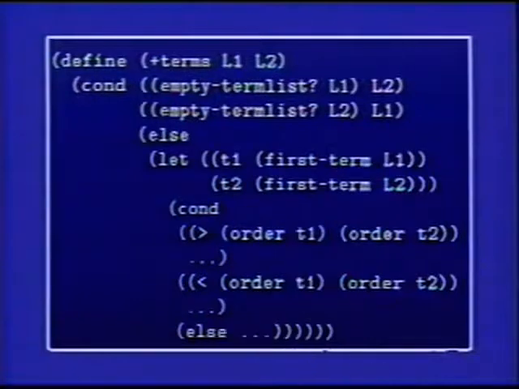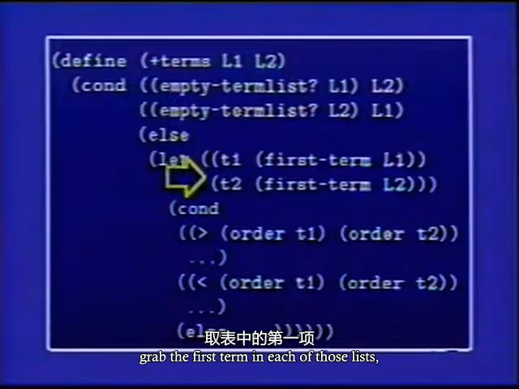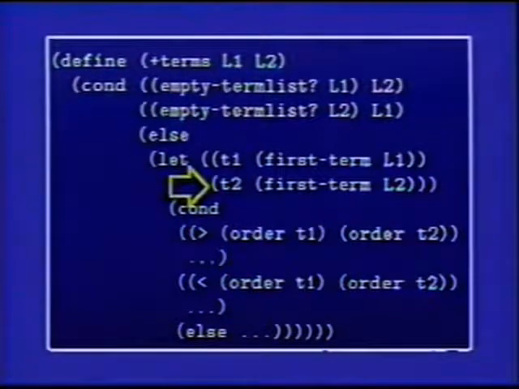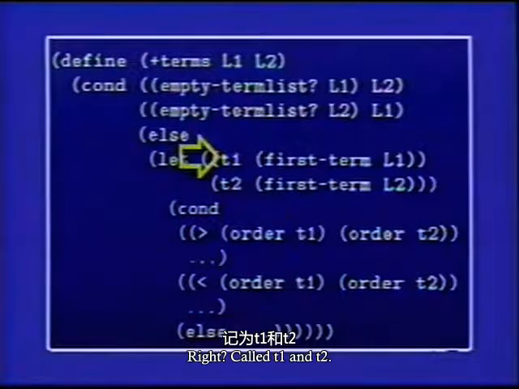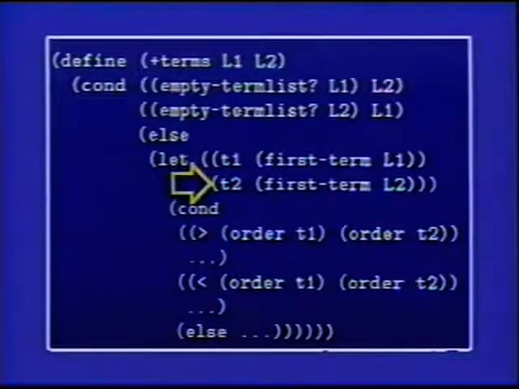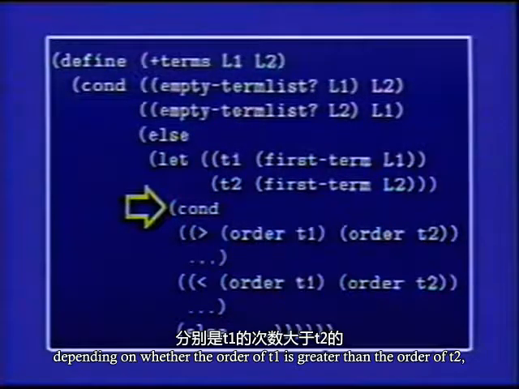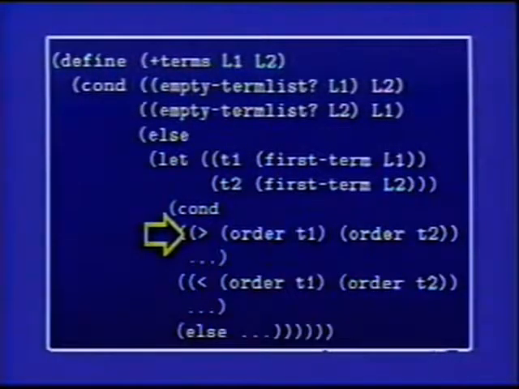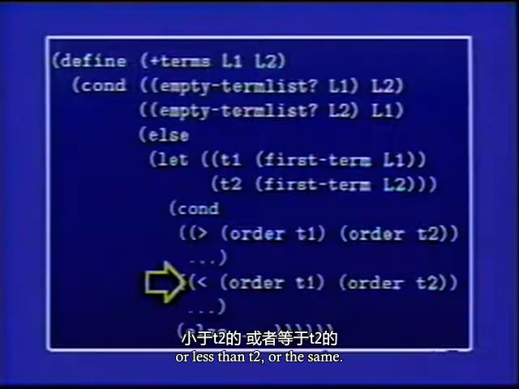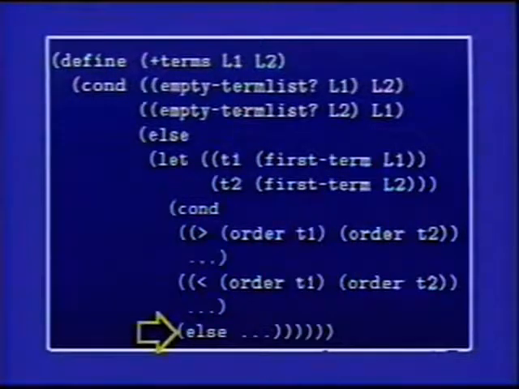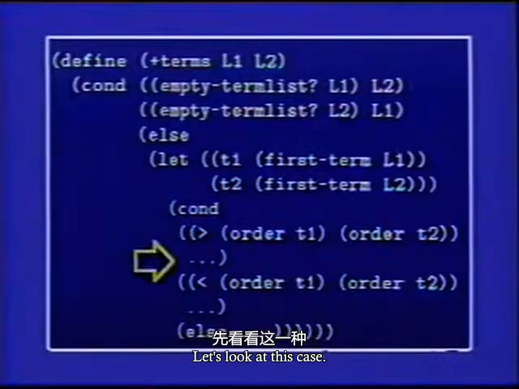What we're going to do is grab the first term in each of those lists. Call it T1 and T2. And we're going to look at three cases depending on whether the order of T1 is greater than the order of T2, or less than T2, or the same. Those are the three cases we're going to look at. Let's look at this case.